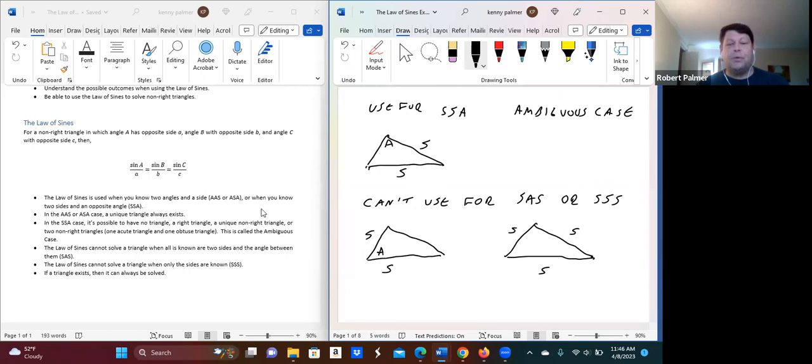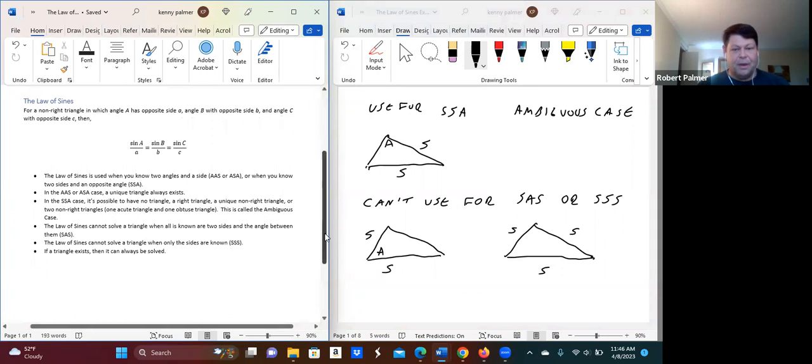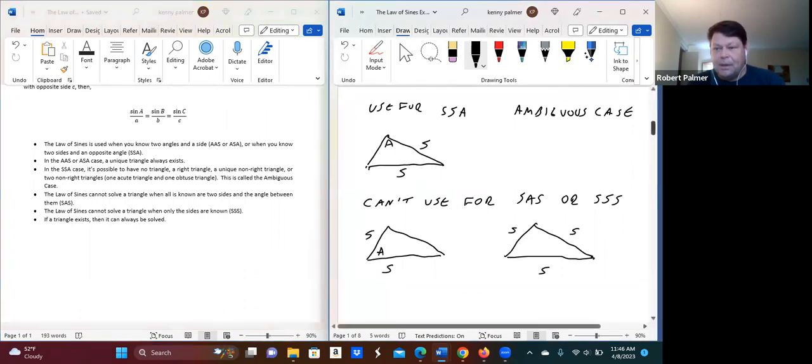Now, a couple more things to mention. I basically say all this over here. If a triangle exists, it can always be solved. What I mean is, if you actually have a physical triangle, or if you're given an accurate picture of a triangle, you actually know how everything is laid out, then the solution will always be possible. But if I just give you some numbers and I say these are angles and sides, that may or may not give you a triangle. It just depends what you're given. So that's why you have to be careful. Okay, let's look at some examples.